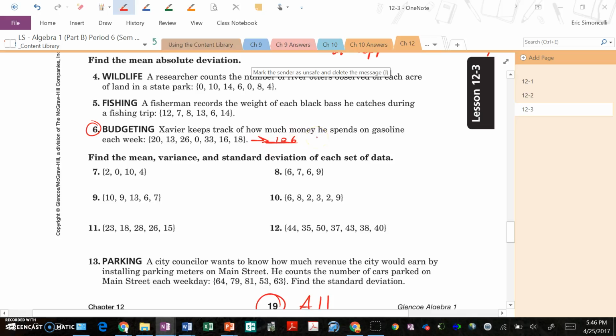How many numbers are there? Well, 1, 2, 3, 4, 5, 6, 7, we said, giving us a mean, or average, of 18. Now remember, that's not just it. Once we find our mean, we take each value, really all 7 of these, minus 18, and we want to do the absolute value.